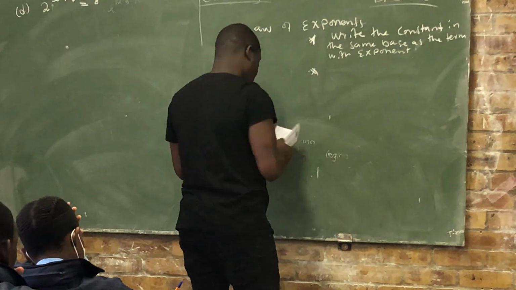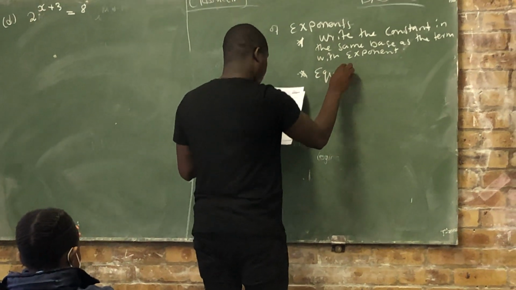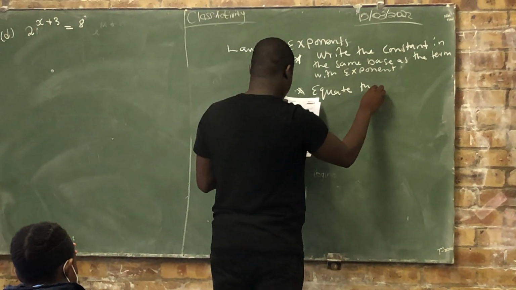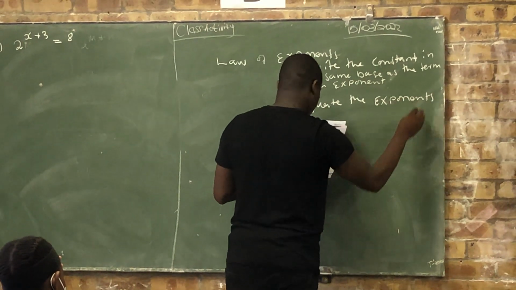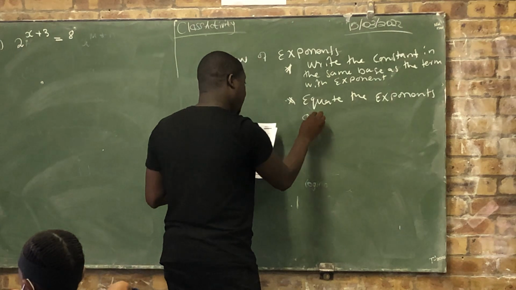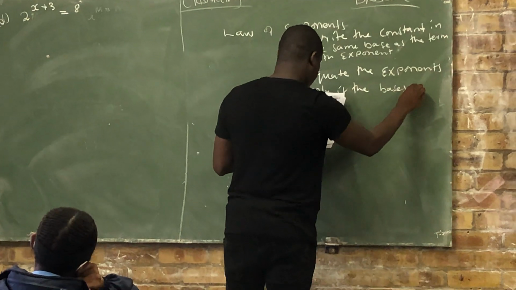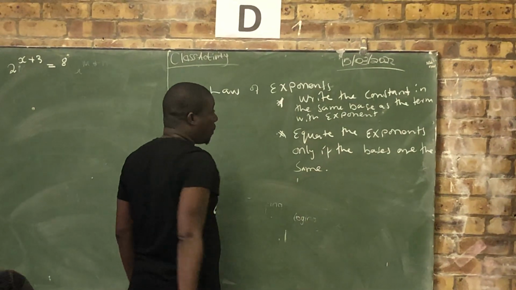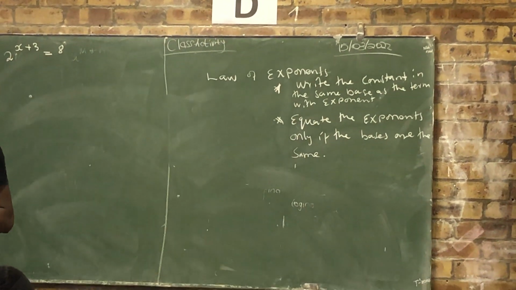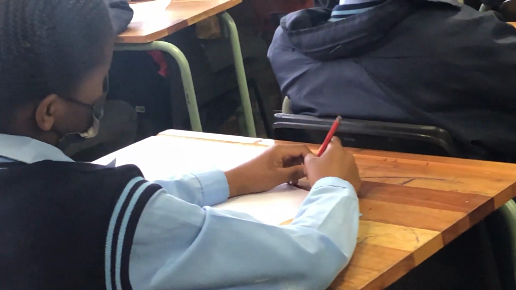And the second step, we do this. We equate the exponents, only if the bases are the same. So these are the two steps that we're applying. The first one, write the constant in the same base as the term with the exponent. After that, we equate the exponents again.